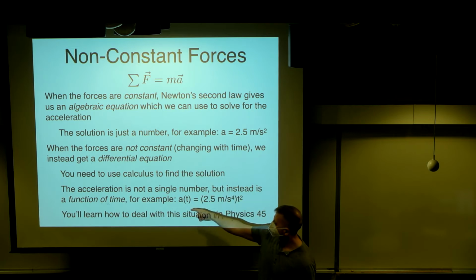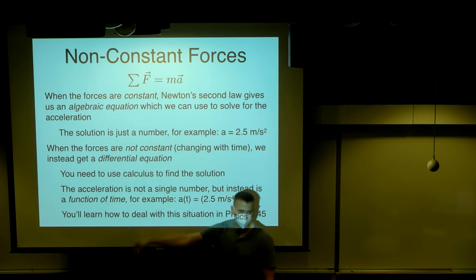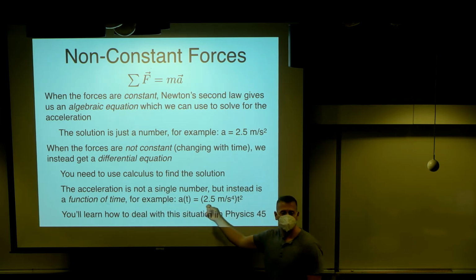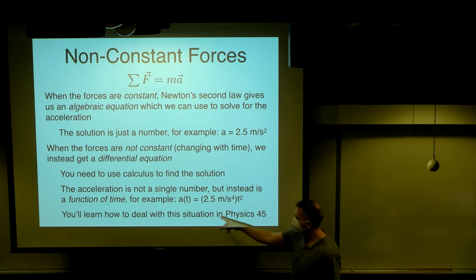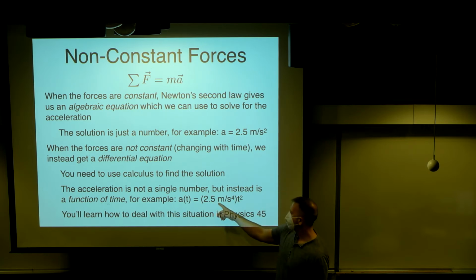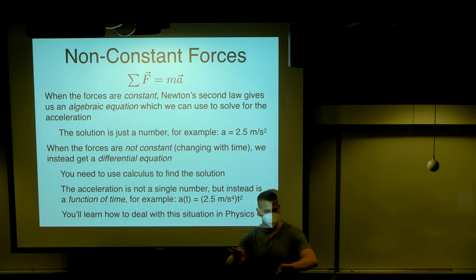And also, when you solve for the acceleration in a situation like this, you don't just get a number out. The acceleration is not just some constant number. Instead, it's a function of time. It's something that's changing over time, so we can't just give a single value to it. This is just a random example, but acceleration as a function of time could be 2.5 times t squared, for example. So we have different accelerations at different times, not just some constant acceleration that stays the same.